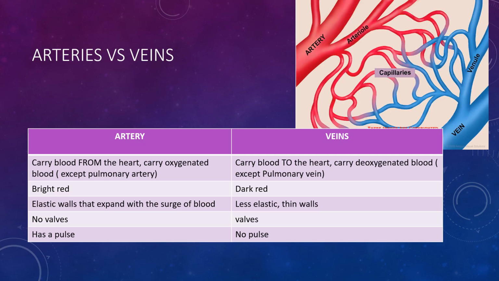So now let's go to the two major blood vessels in your body. You have your arteries and your veins. Let's describe their distinguishing characteristics based on their definitions. An artery carries blood from the heart, and it carries oxygenated blood, except your pulmonary artery. While your veins carry blood to the heart and carry deoxygenated blood, except your pulmonary vein.